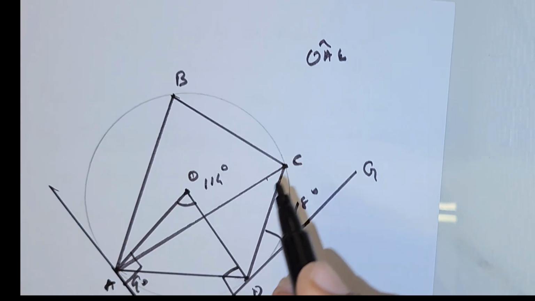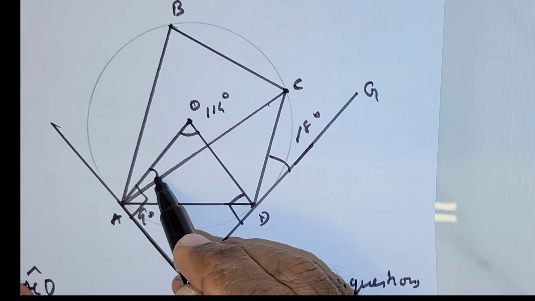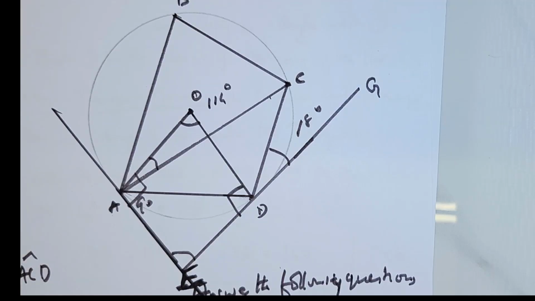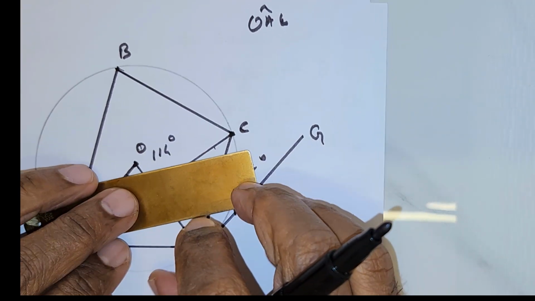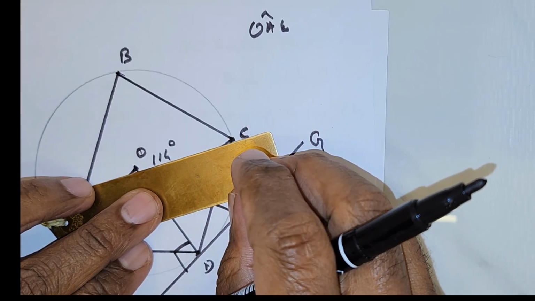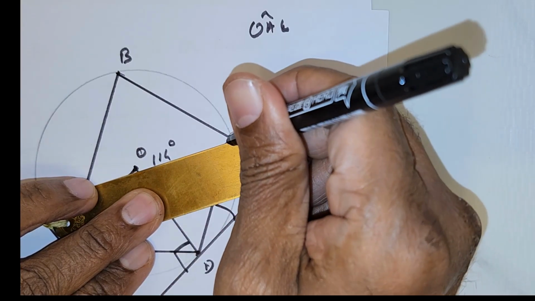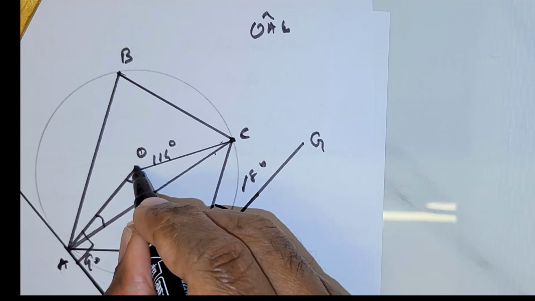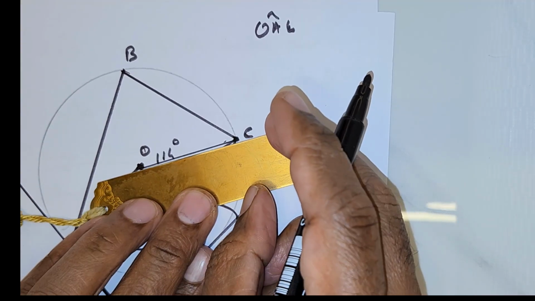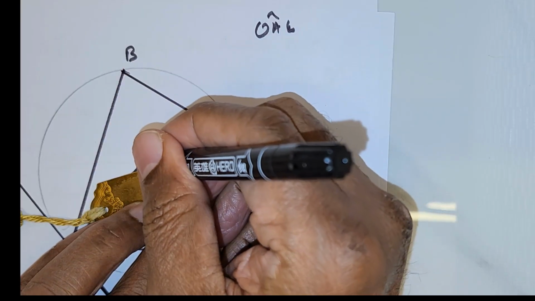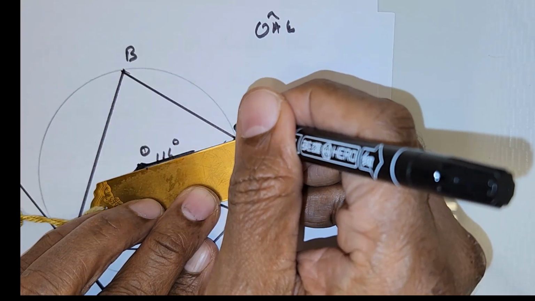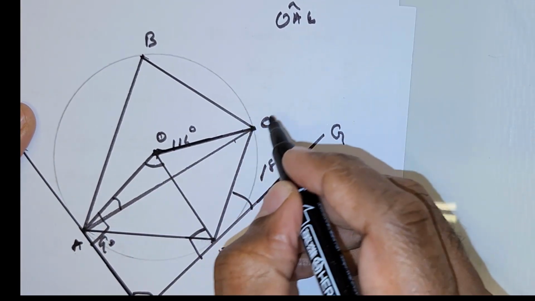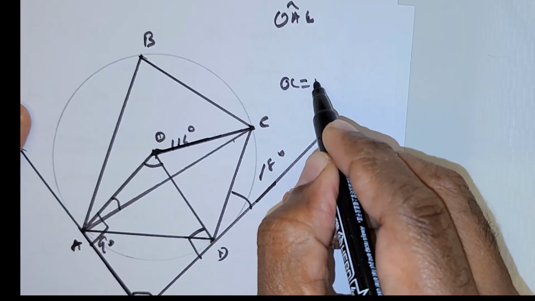Okay, next we need OAC. We need this angle. Okay, so this is going to be a little bit tricky. Now what I wish to do is, from O I'm going to stretch a line to meet at C. So now clearly OC is a radius.